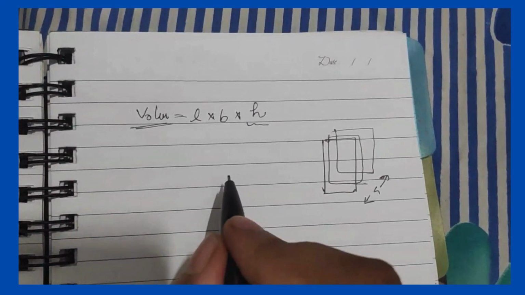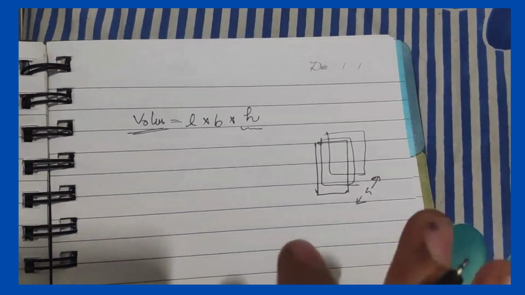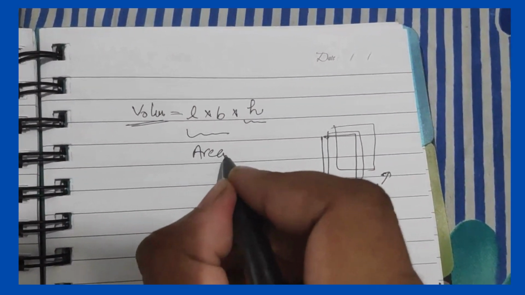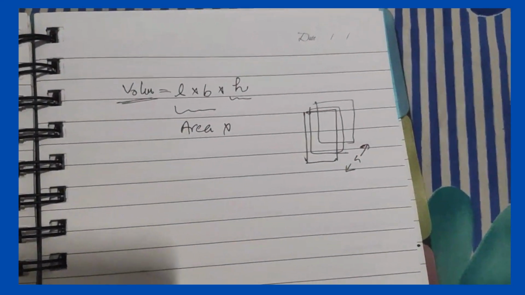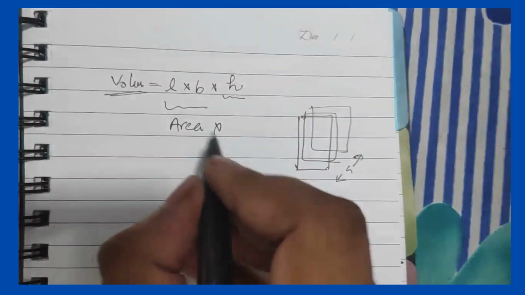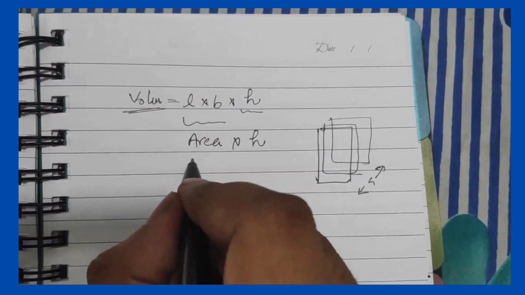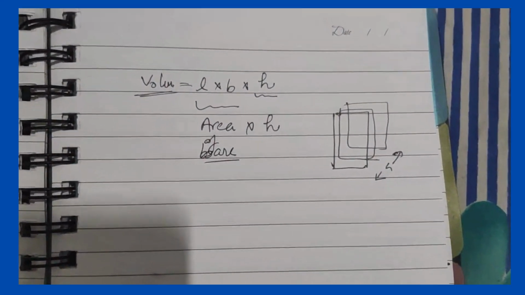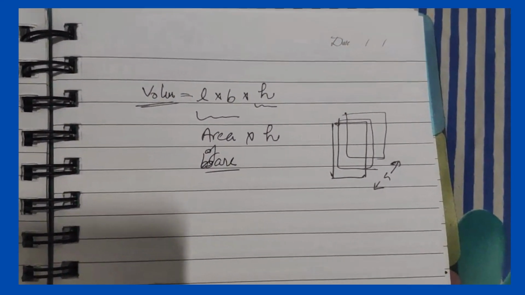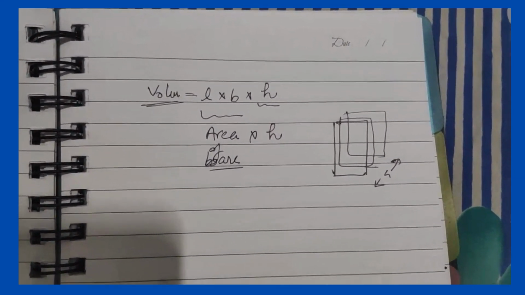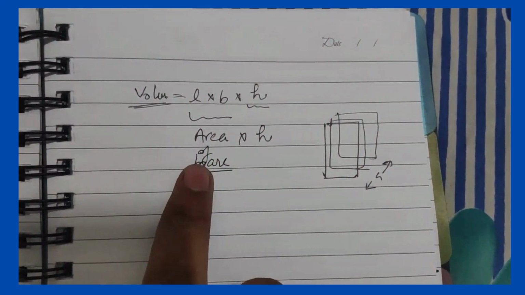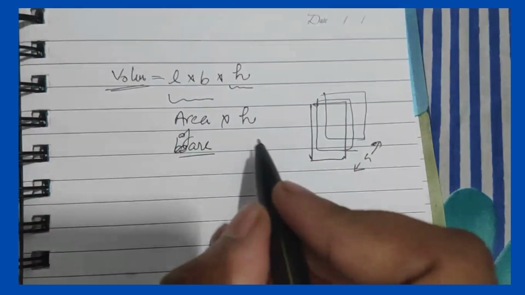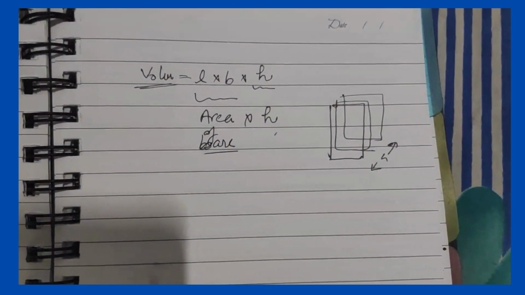That is, the base that we kept at the bottom, the first page, what was its area? L into B, that was the area. And we kept another area on top of that area, till when? Till the height H. So how does it come? Area of base into height. So the total volume of anything comes when we multiply the base area, upon which we keep another base area, another area, till some height H. This is how it comes.